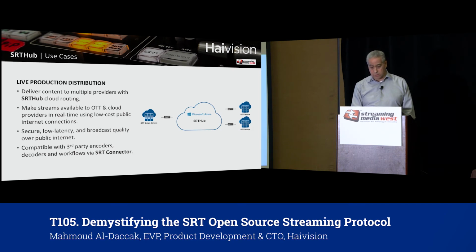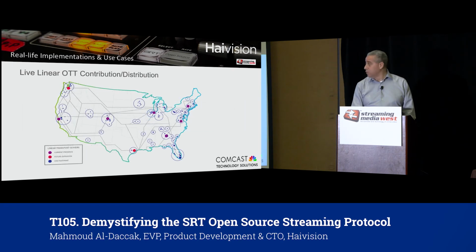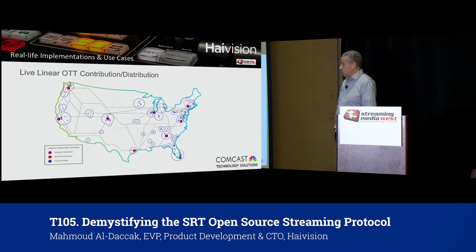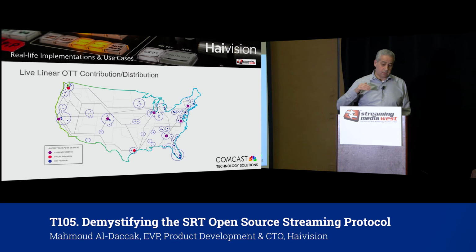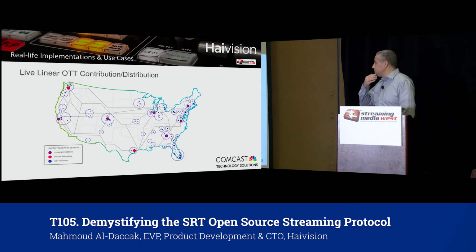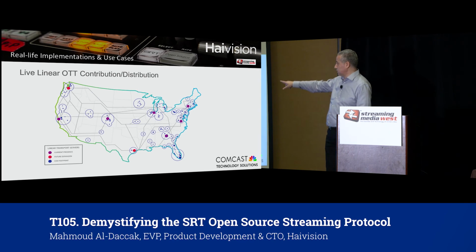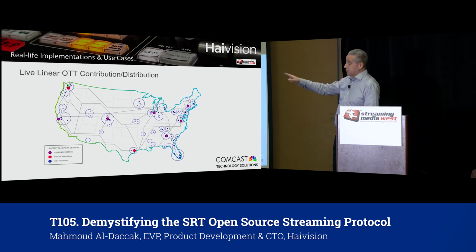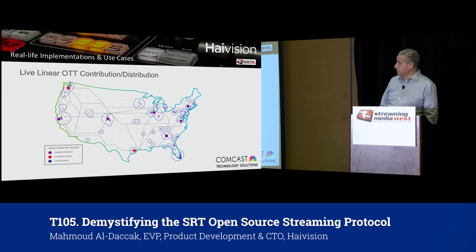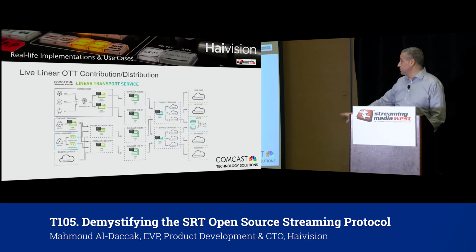Just to kind of try to close here, I thought of just finishing up with some of the real-life implementation and use cases. Most of them are just purely leveraging the SRT protocol. Some of them are third-party products being used. Comcast, for example, is using SRT. Comcast, this is their footprint. They have different nodes across the internet where they have their major hubs and how they move their signals. So they'll be using it for live linear OTT contribution and distribution, leveraging all their presence over the US.